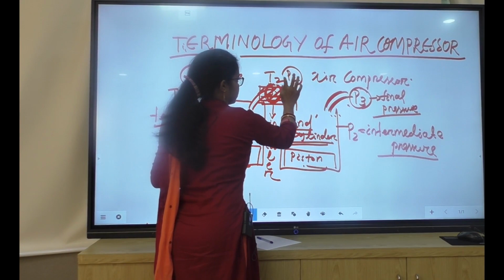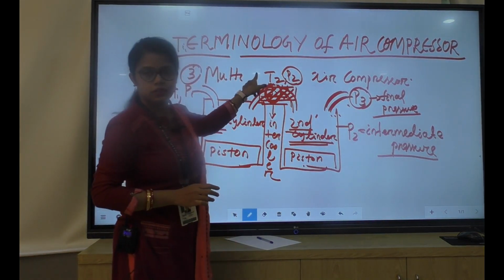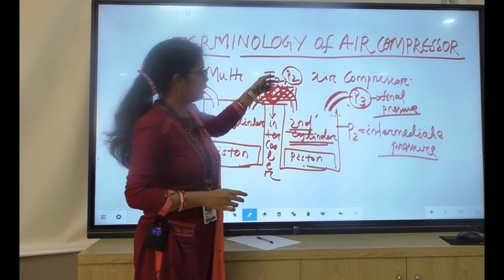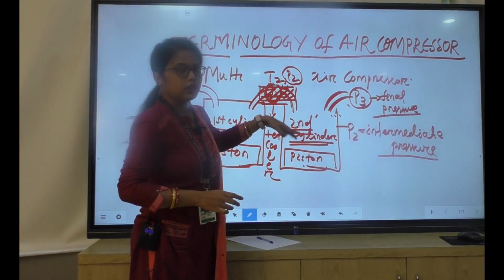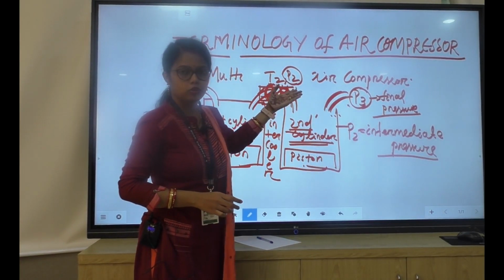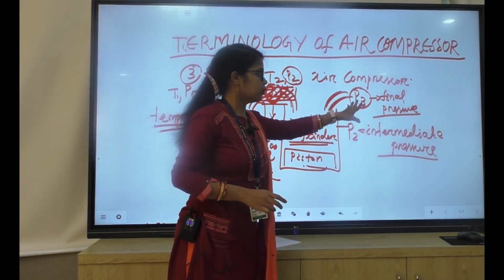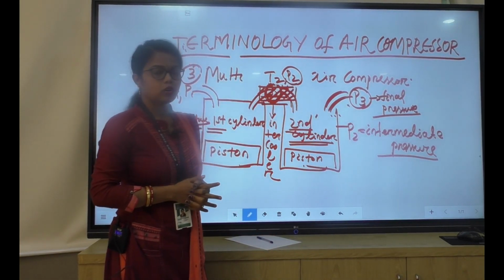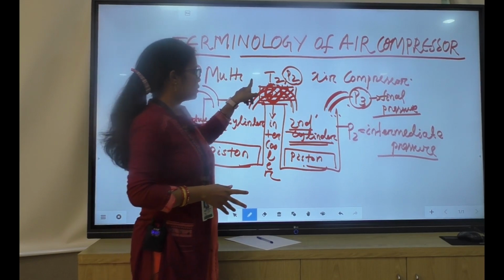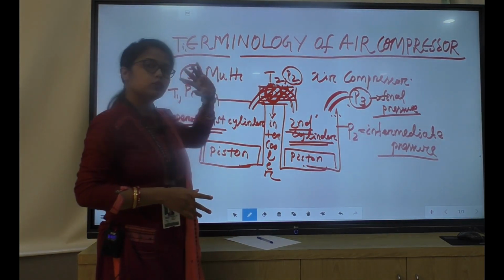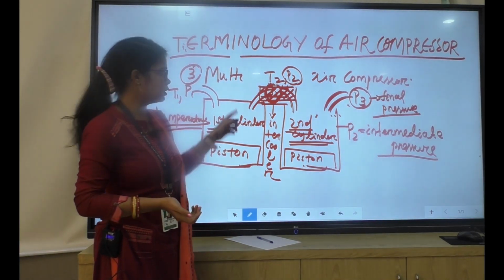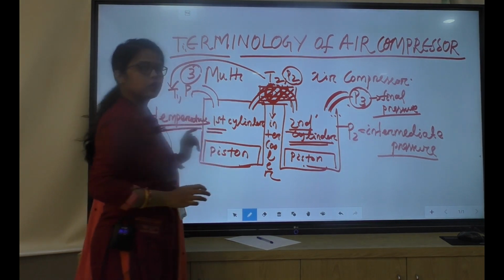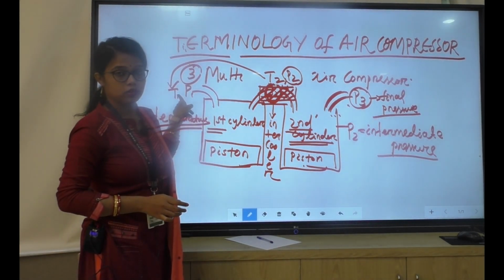P2 is okay, but we do not need this T2, because it is already a high temperature. When the air enters the second cylinder, again it will be compressed, again the temperature will increase. So when the air exits the cylinder, the temperature will be very high, and that is not our concern. That is why this temperature should be reduced. We can reduce this T2 up to T1, the entering temperature, clear?